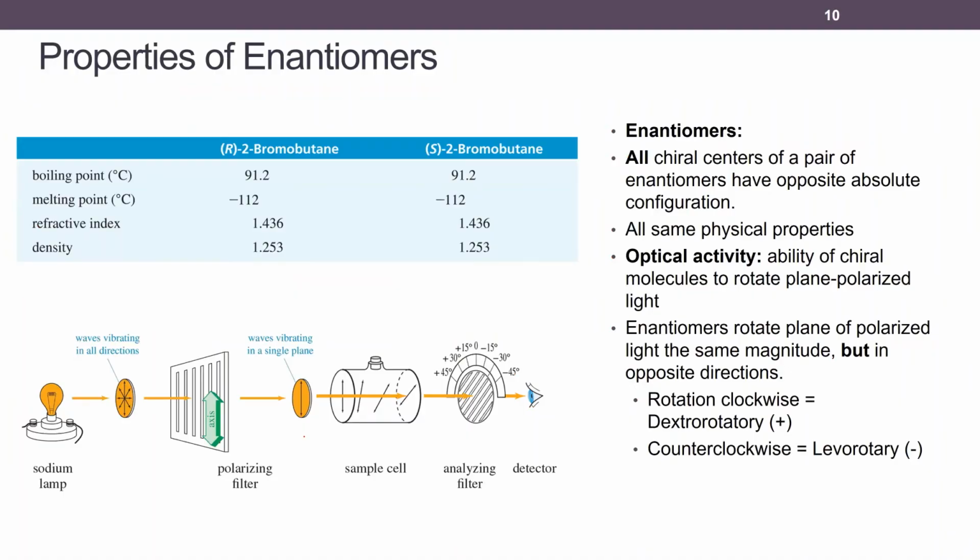So we're gonna talk about the differences in enantiomers. Here I have a table of two enantiomers, an R and an S. All the chiral centers in a pair of enantiomers have to have opposite absolute configuration. There's only one chiral center in these two molecules, but if there were two chiral centers and one enantiomer is RR, the other one has to be SS. So that's what we mean by all chiral centers have to be inverted.